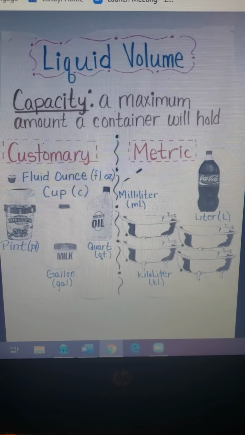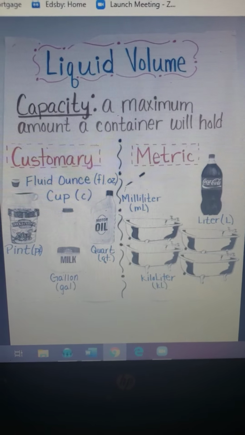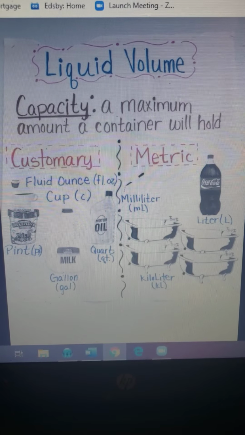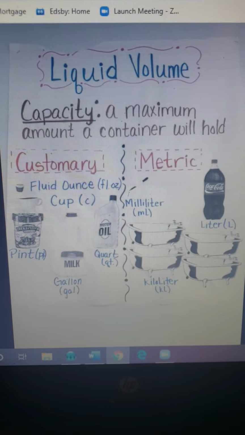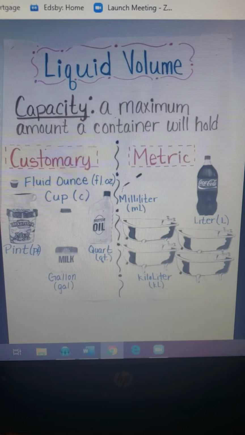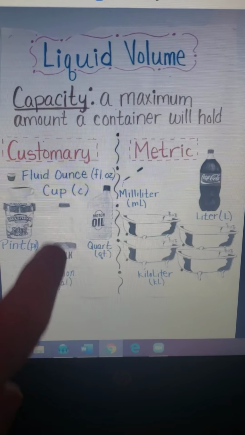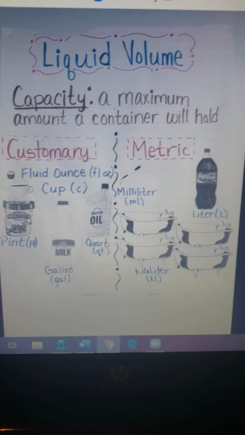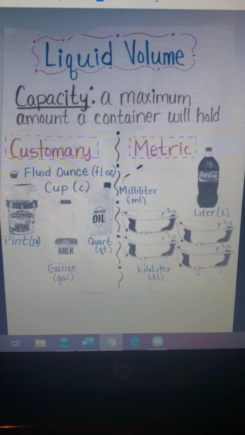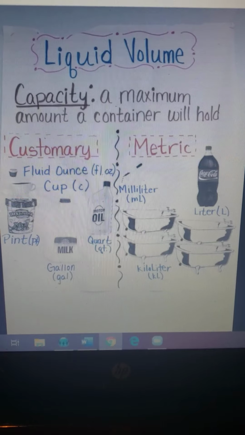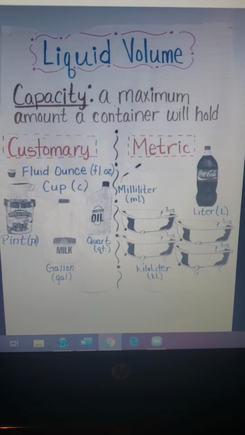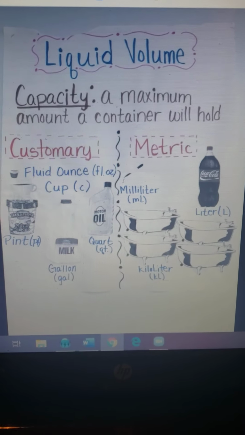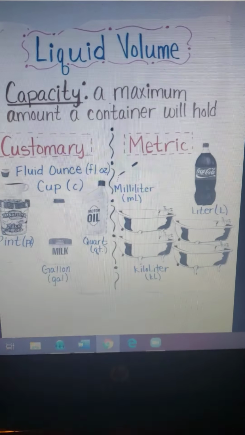Hey guys, this is week 4, part 2, measuring liquid with the metric system. Hopefully, you have already watched part 1, which was over customary, where you learned that when we are measuring how much liquid we have, we can do it in ounces, pints, gallons, or quarts.